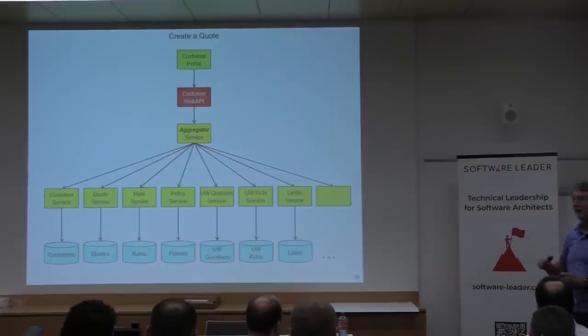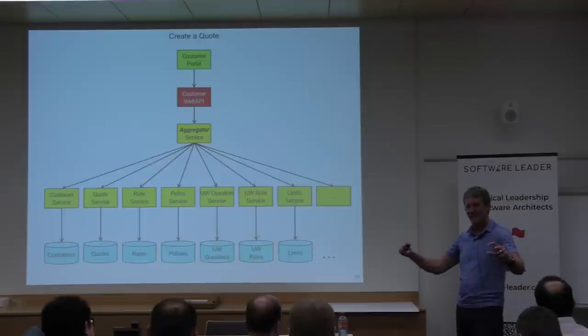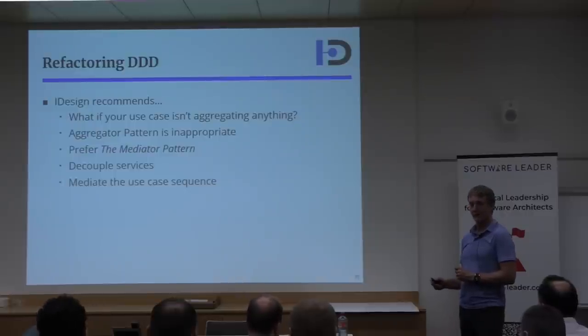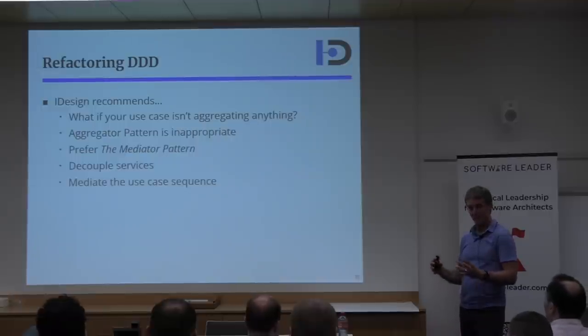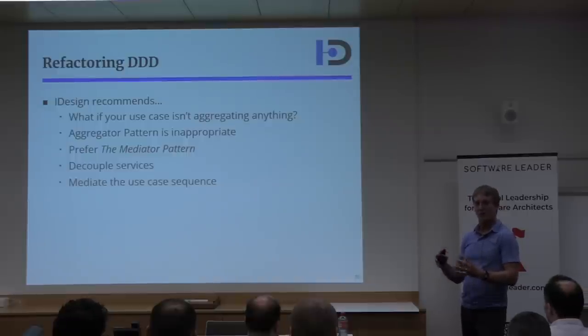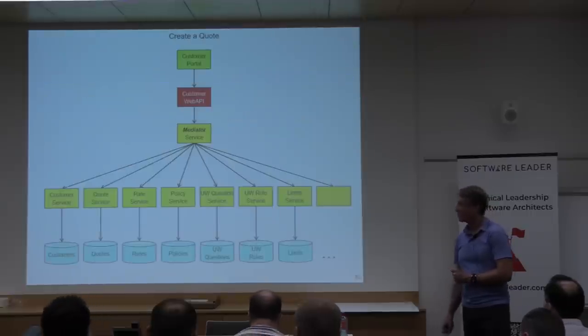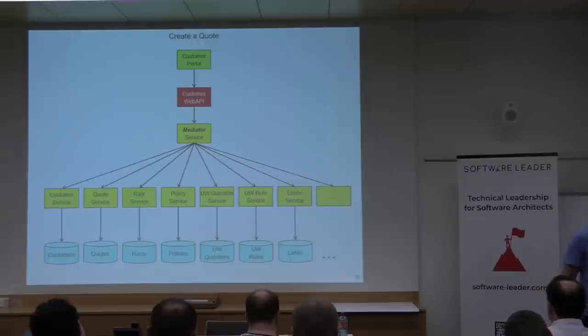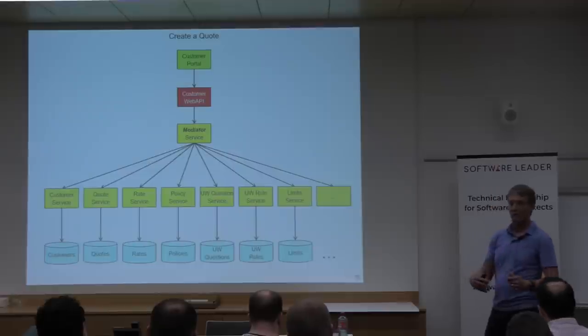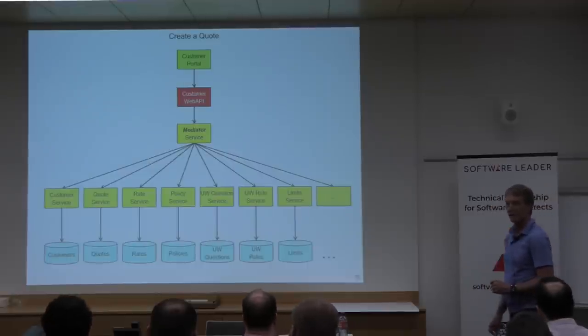There's another pattern that when you read the Gang of Four, that's exactly what it says. It's the mediator. So this is actually a mediator. And if you read the Gang of Four definition of the mediator pattern, it just says, mediate the calls to multiple objects so you don't have to couple them together, right? It's pretty straightforward. So iDesign agrees. This is a really good idea. We're not done yet, but we're starting to walk towards where I think is a better place to live.